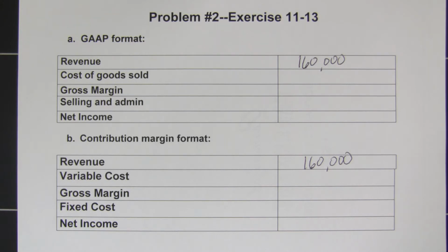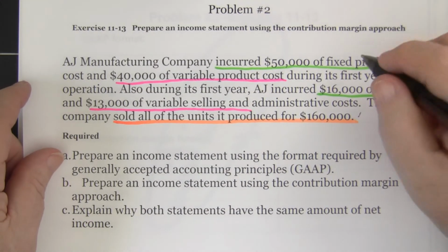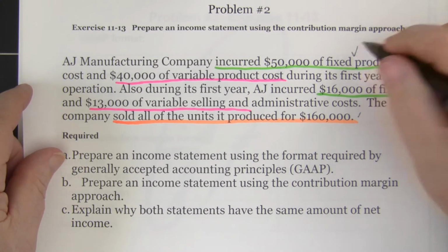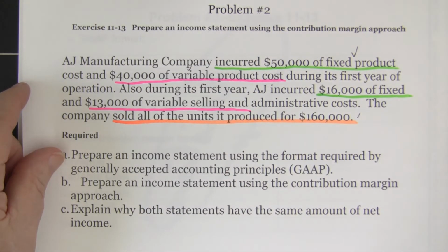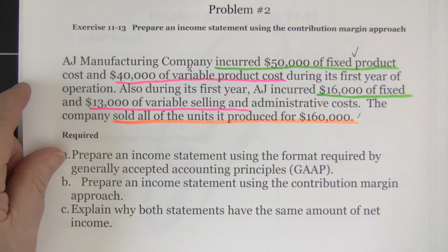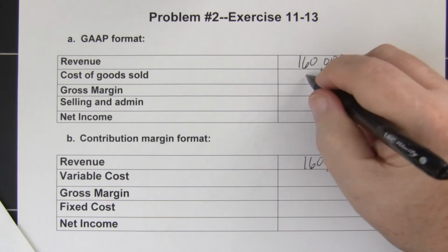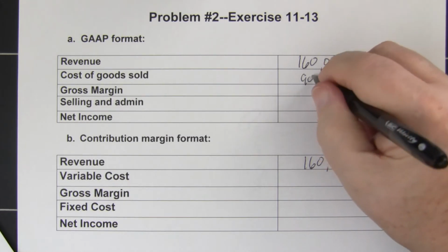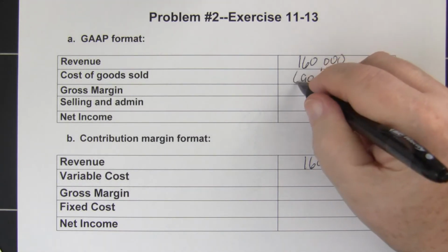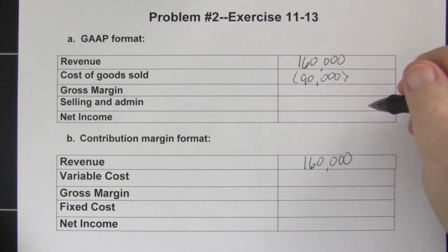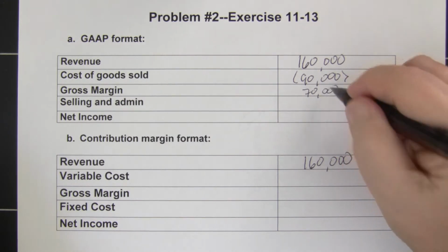Now, the cost of goods sold includes their $50,000 of fixed product cost and $40,000 of variable product cost. So that's $90,000. Right? 50 and 40, yep. Just got to make sure. So that's my cost of goods sold. That's a subtraction. That gives me gross margin. This is just like we did a few weeks ago when we were doing this in the financial portion.